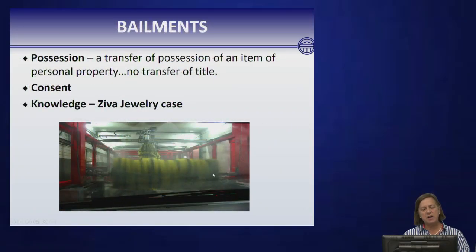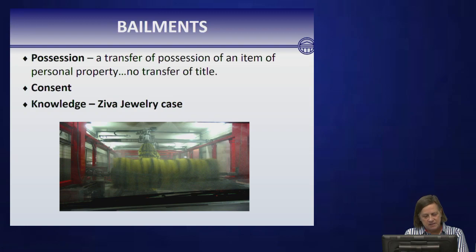And then bailments. A bailment is a transfer of personal property. No transfer of title, simply transfer of possession. You have to know the three elements of a bailment: possession, consent, and knowledge. Be familiar with the Ziva jewelry case. Remember, this is where the Ziva jewelry salesman had $851,000 worth of jewelry in the trunk of his car before he surrendered his keys to the car wash attendant, and his car went through the car wash tunnel.